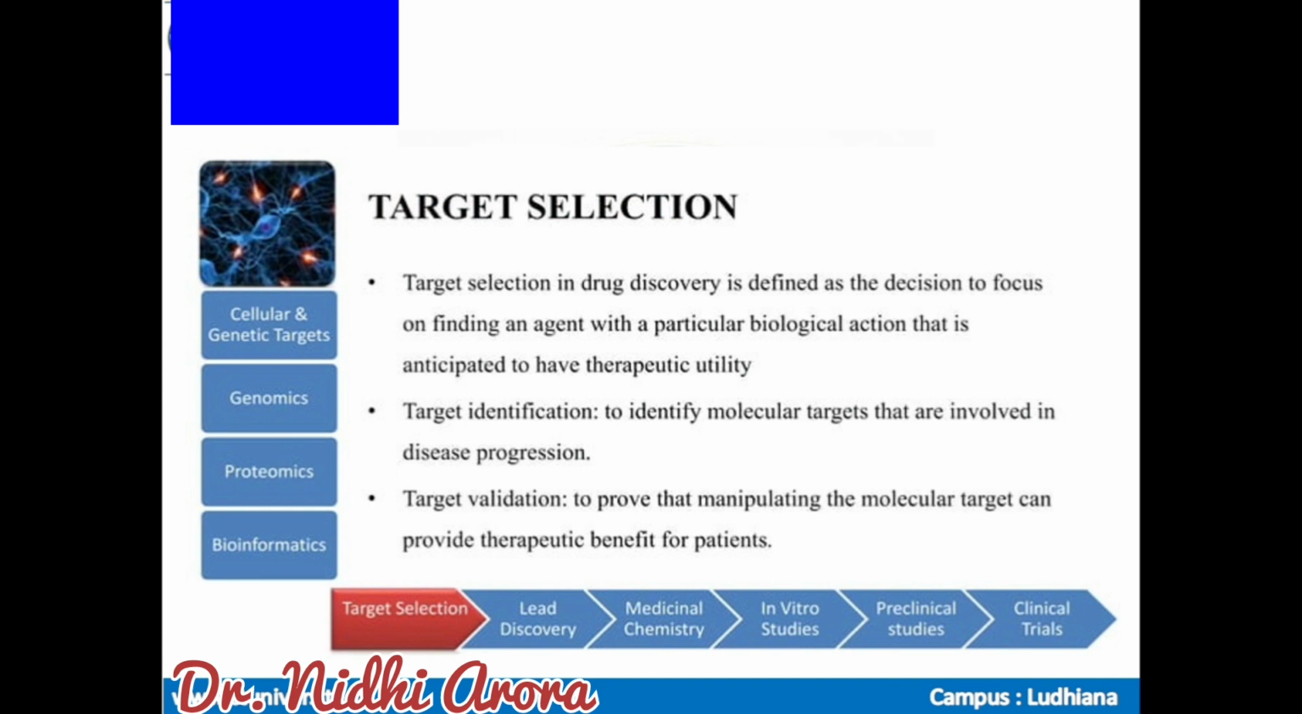Target selection in drug discovery is defined as the decision to focus on finding an agent with a particular biological action. In target identification, we identify the molecular targets involved in disease progression, and target validation proves that manipulating the molecular target can provide therapeutic benefit for patients.